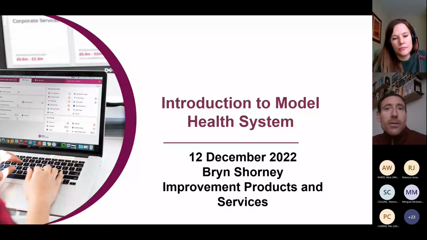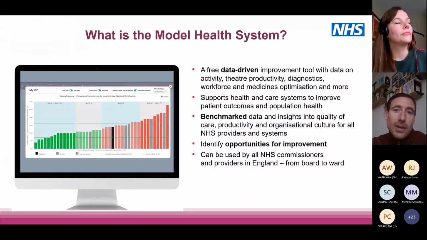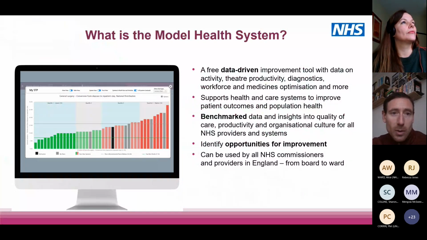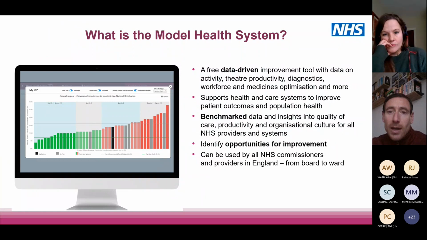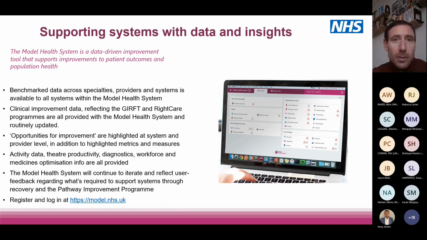So what is model health system? For those that aren't already familiar, this has expanded out from model hospital. As it says here, it's a free data-driven improvement tool. We've got a range of data covering acute hospitals and more broad information now. It also covers mental health, community and population-based metrics as well, hence the session today. I'll skip through the rest of this as it's going to be covered in the rest of the slides and the demo. Similarly, this one I'll skip over.